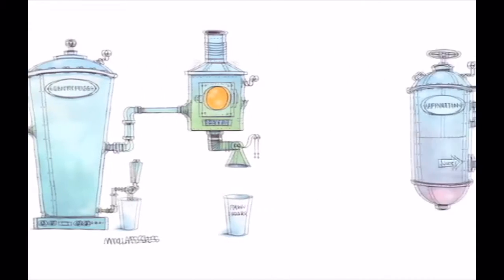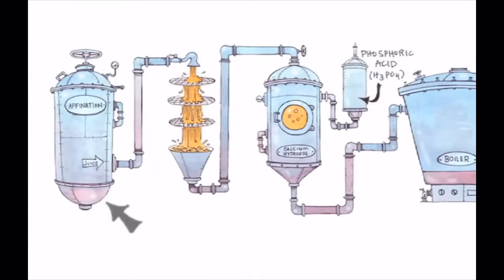The refining process begins with affination, where the raw sugar crystals are melted into a syrup, dissolving the remaining molasses. Then the sugar is washed.